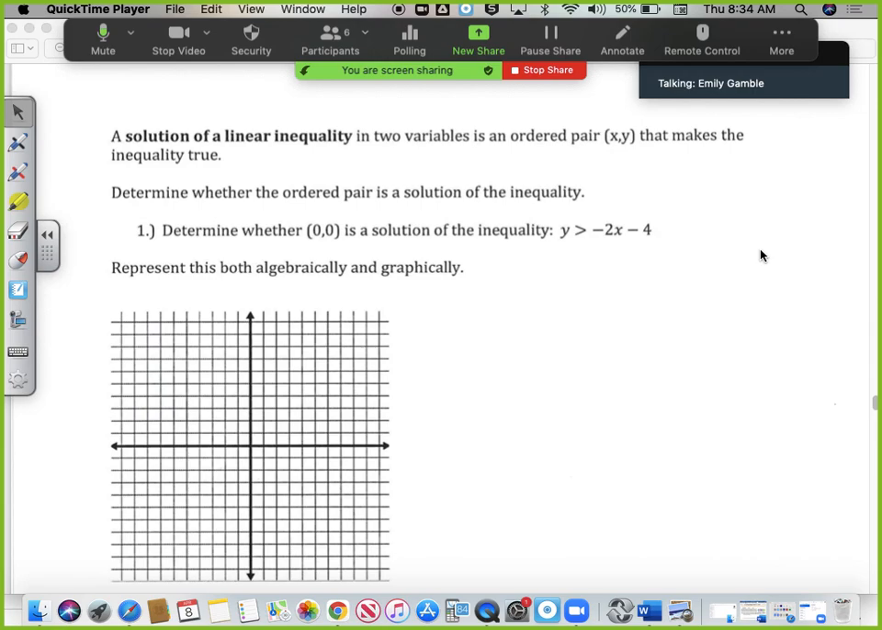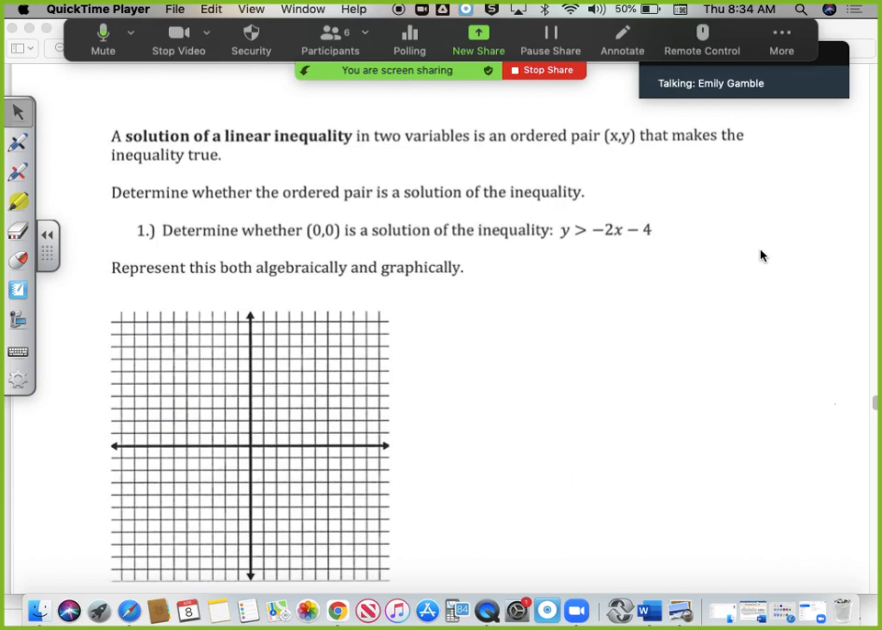A solution of an inequality in two variables is an ordered pair x comma y that makes the inequality true. I feel like we already did these types of things before in the beginning of the year, but we're going to be trying them again and showing how to determine if an ordered pair is a solution, both algebraically and using a graph.